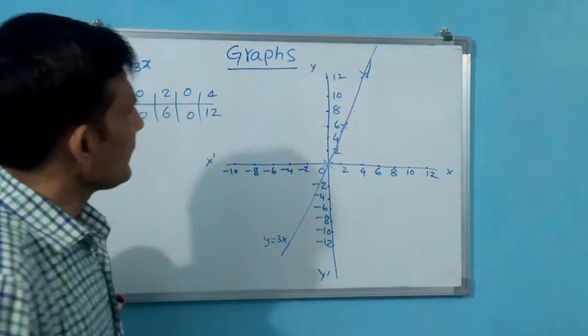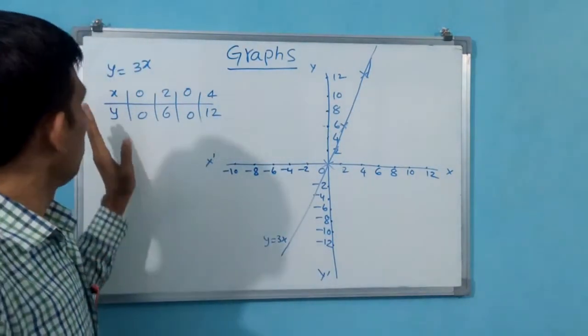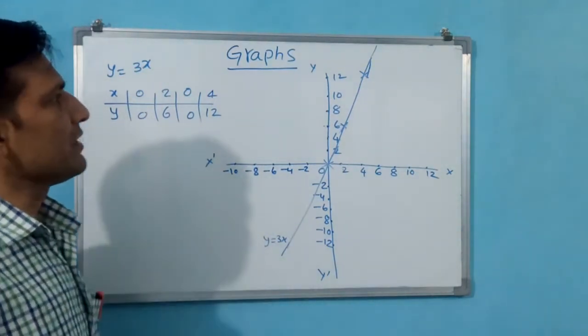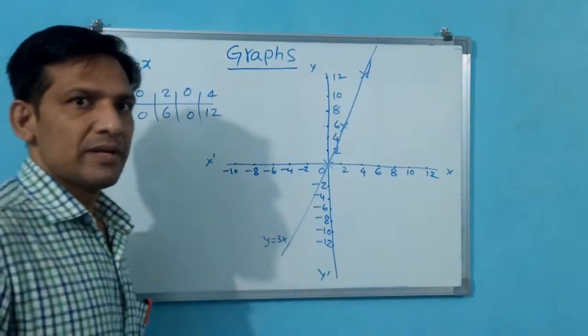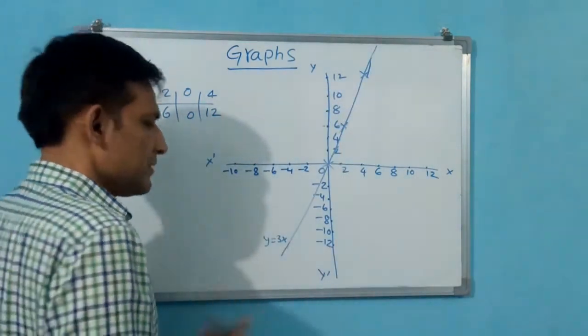Okay. This is the graph of multiplication of variable. Here, simply 3x is the multiplication of variable. x is a variable. Why? Because x is varying. Okay.